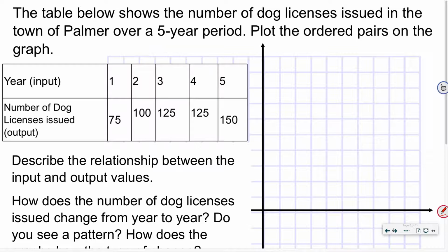How can I label my graph? What would our x-axis be? Years. The years. My input would be the years, and I can list these 1, 2, 3, 4, and 5. And my output represents what? The number of licenses. How should we label our graph? 25. We could do it by 25.